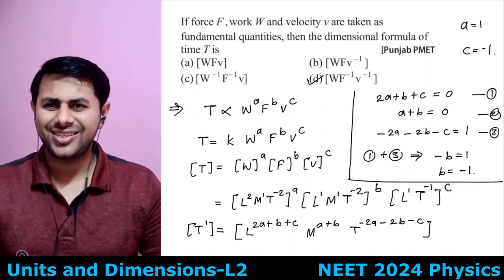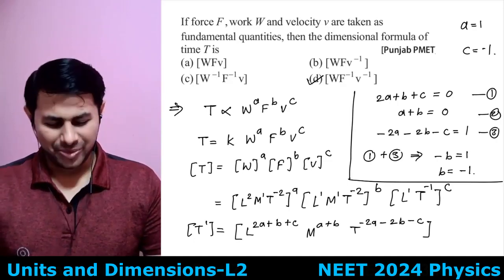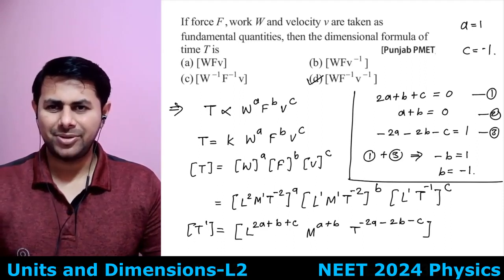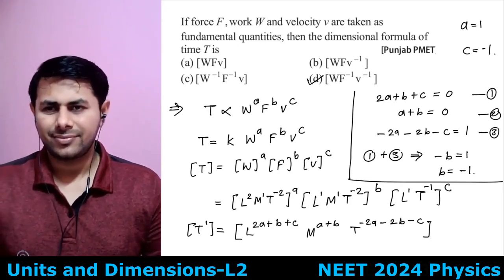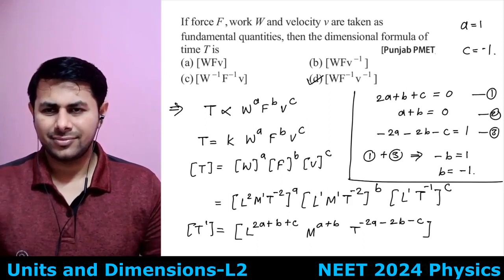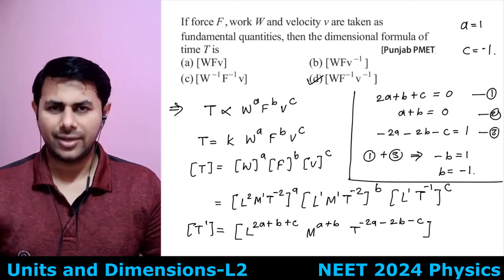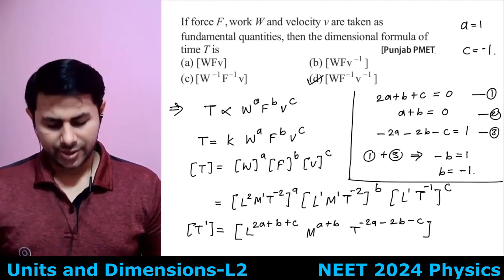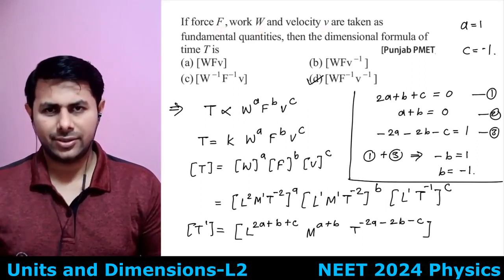So will you do this? How much time will it take? It will take too much time, 2 minutes, sir. Okay, so what is the faster way? From options itself, we can find the answer. Just substitute the dimensions of these things, F, W, and V, in options.